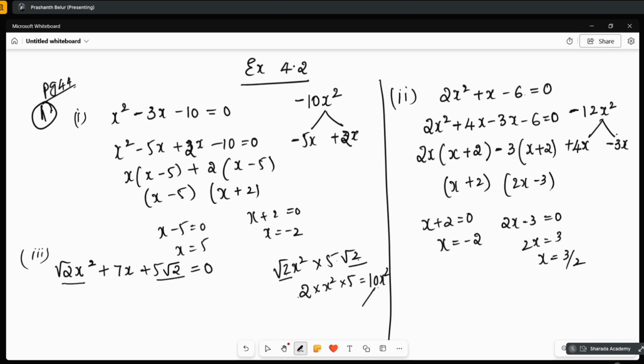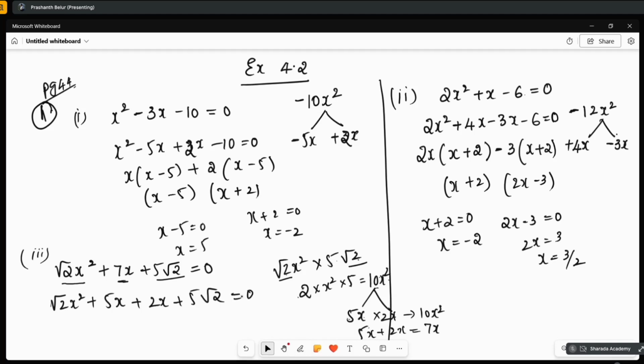If I factorize this, when I add the factors I should get 7x. So 5 and 2, I can take the factors 5x and 2x. 5 2s are 10, x into x is x square, so if I multiply I will get 10x square, and if I add them I will get the middle term 7x. So I will take 5x and 2x. Now root 2 x square plus 5x plus 2x plus 5 root 2 is equal to 0.